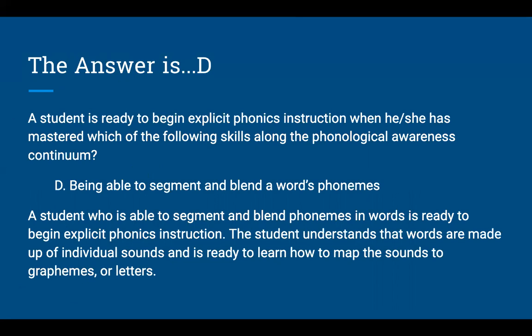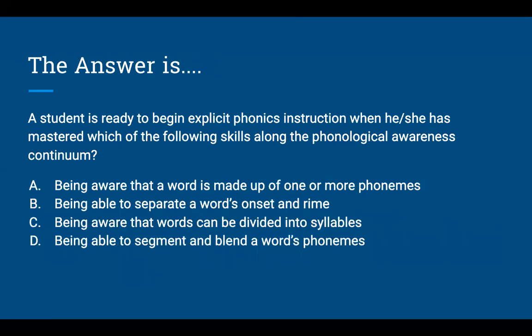The student understands that words are made up of individual sounds and is ready to learn how to map those sounds and graphemes or letters, where the other options are pretty low level skills. So D has the highest level skills. Being aware that a word is made up of one or more phonemes can relate to phonemic awareness, and that can also relate to general word awareness. Those would be lower level skills compared to D. Onset and rhyme, again, is a lower level skill, and syllables is an even lower level. So the most complex, the most prepared student in this scenario would be D.